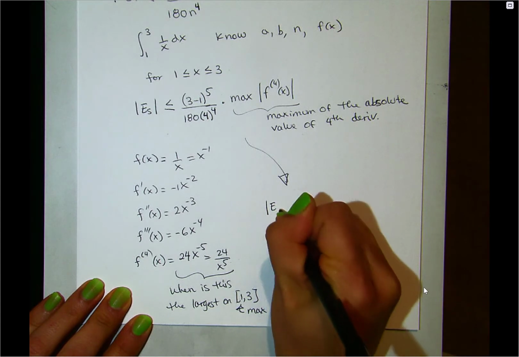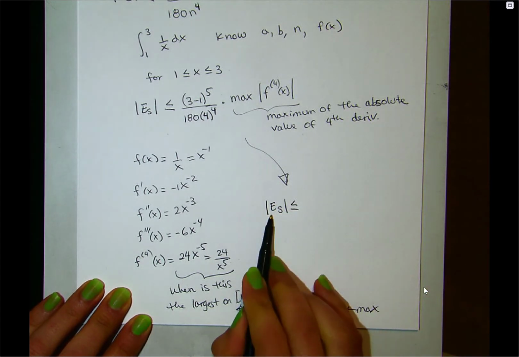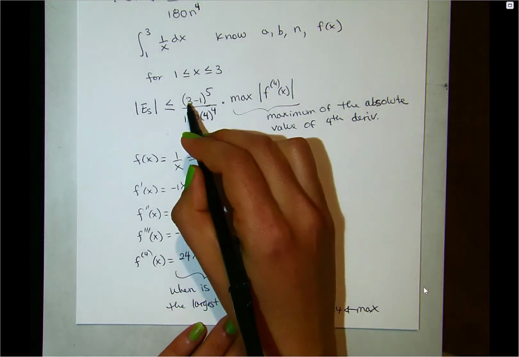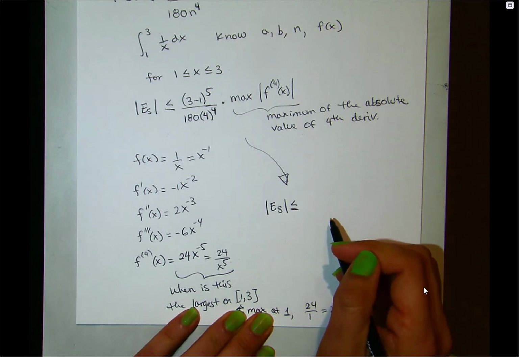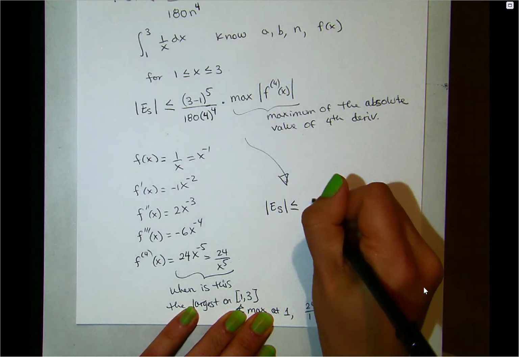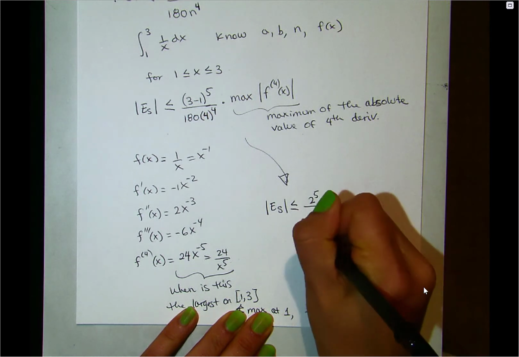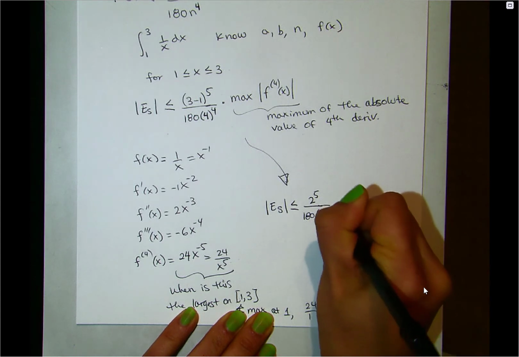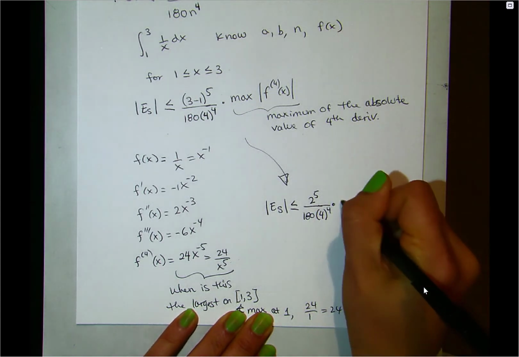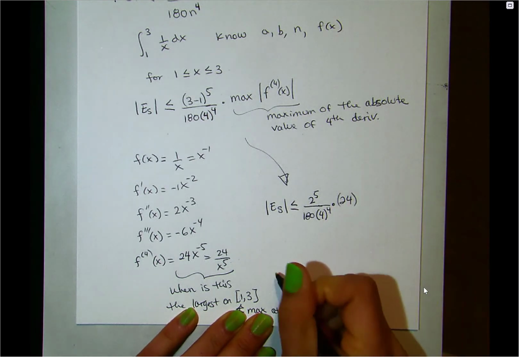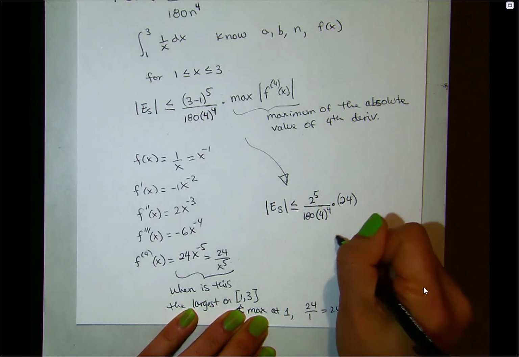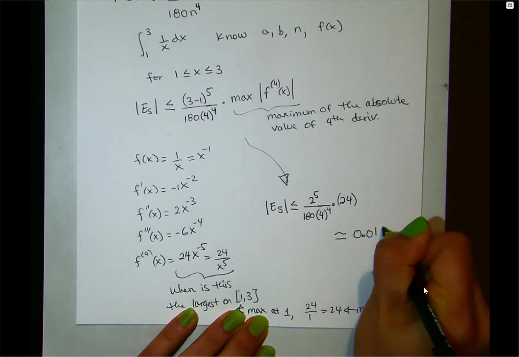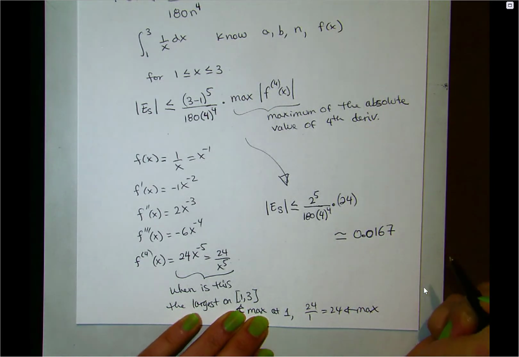So I know the actual error in Simpson's rule has to be less than the estimate error. So 3 minus 1 is 2. So I'm going to have 2 to the fifth, which is 32, divided by 180 times 4 to the fourth, times the maximum, which is 24. When you do this on a calculator, we end up with 0.0167 is what I got.